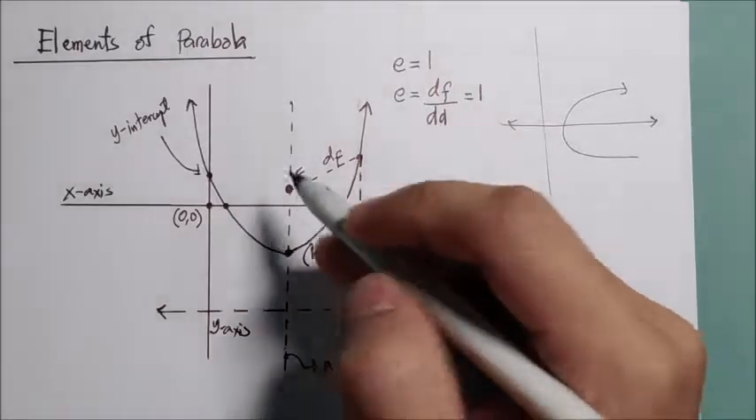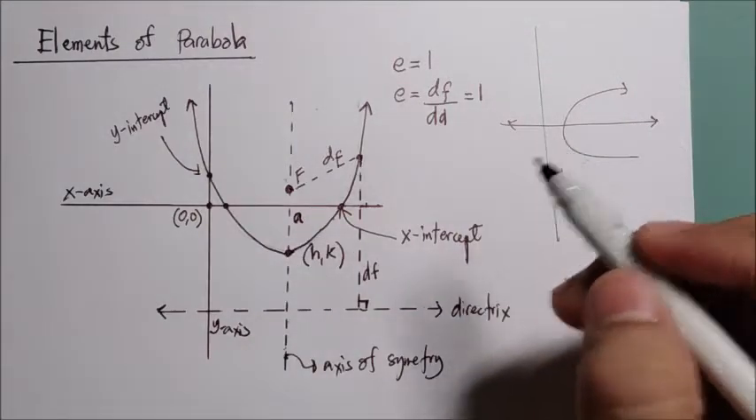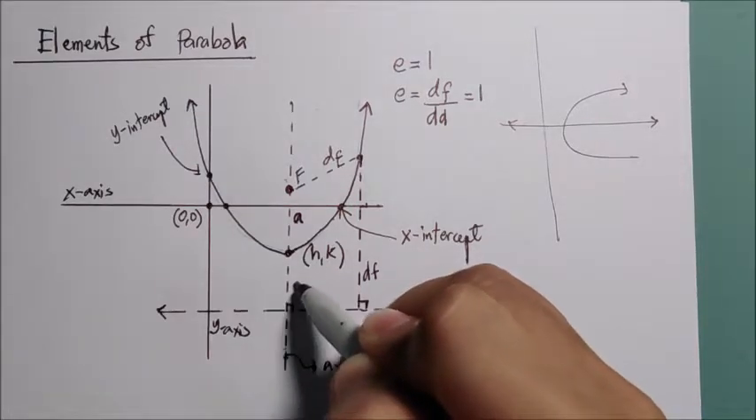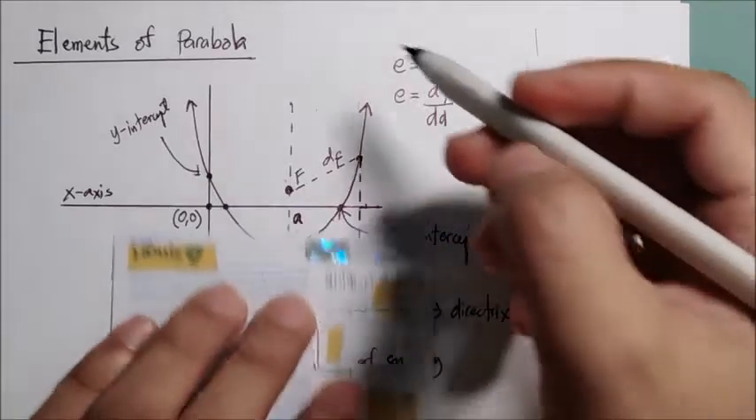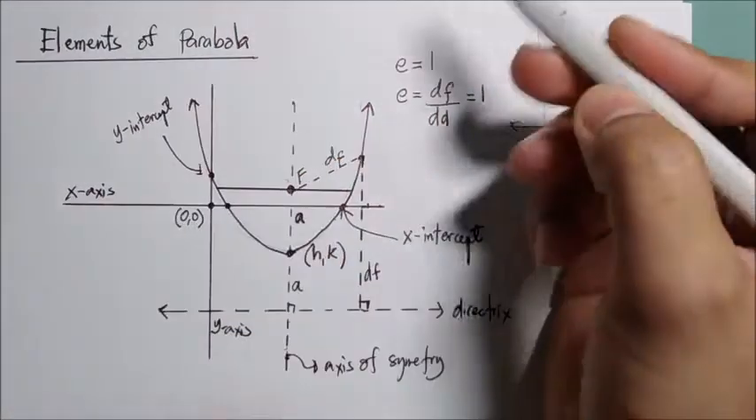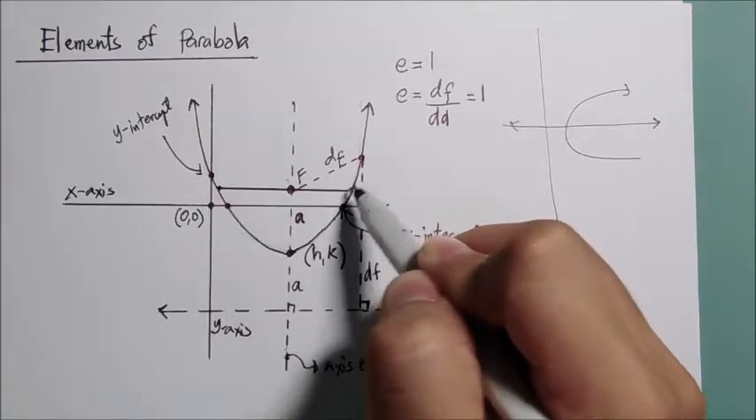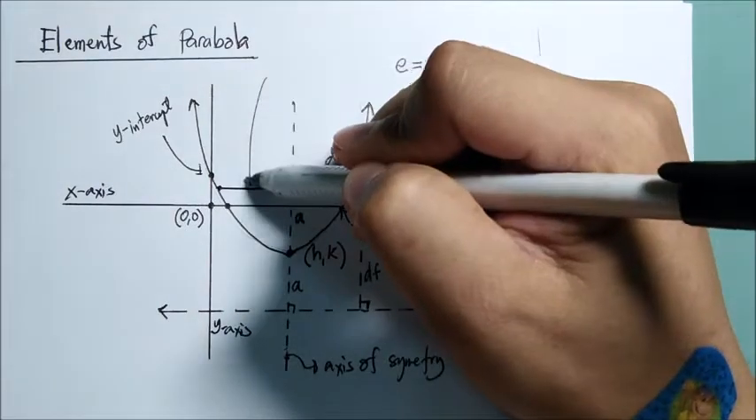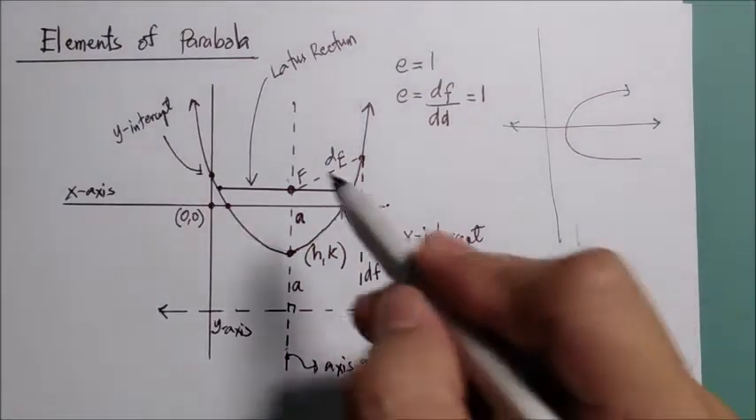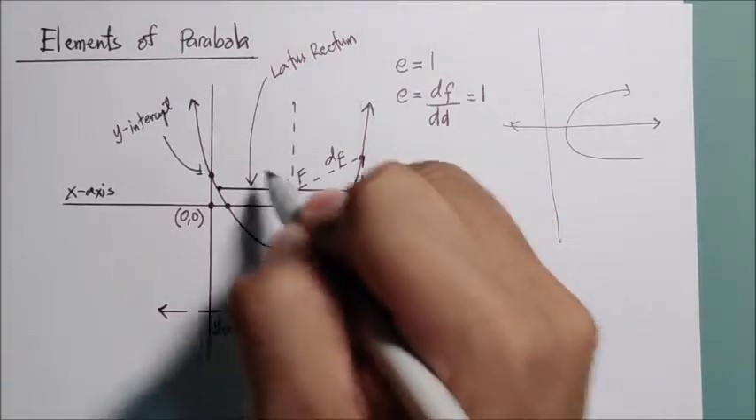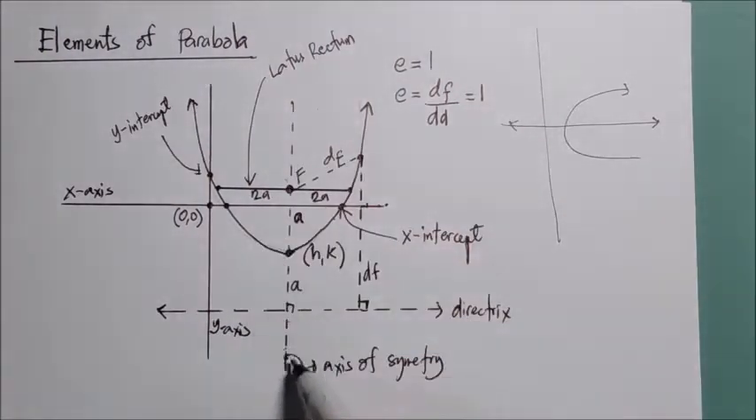The next one is the distance from the vertex to the focus. If we denote this as a, then the distance from the vertex to the directrix, perpendicularly, is also a. If we draw a horizontal line along the focus, horizontal with the x-axis, this is what we call the latus rectum of the parabola. If this is a, this is automatically 2a, and this is also automatically 2a because these are symmetrical about the axis of symmetry.